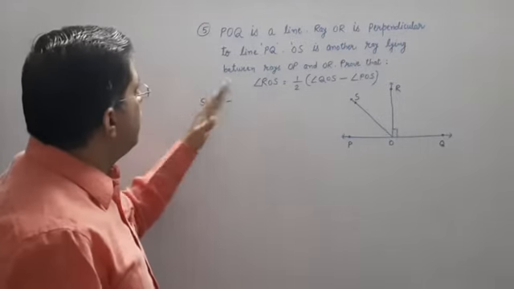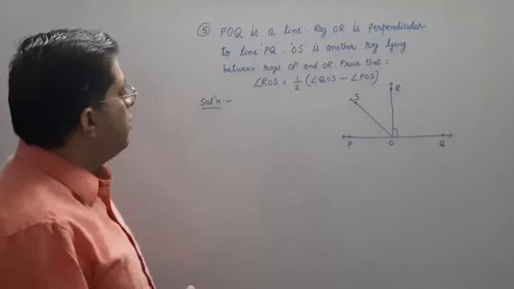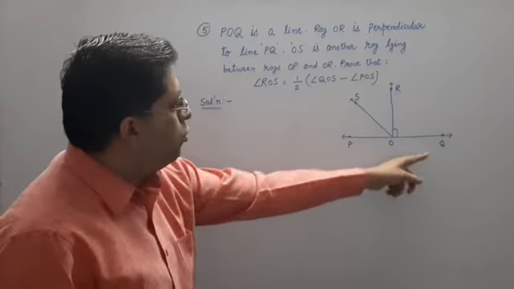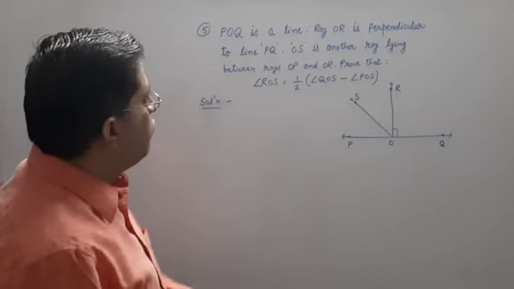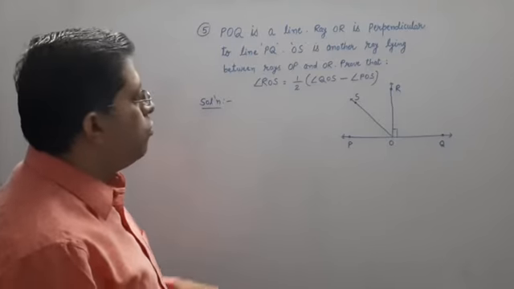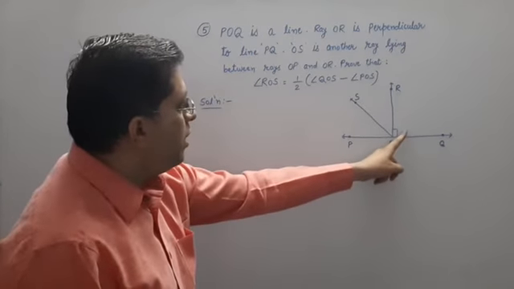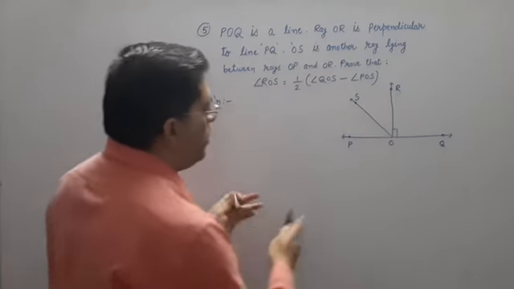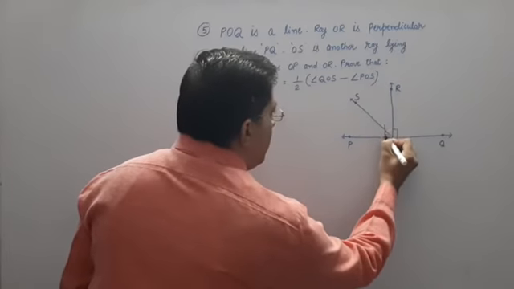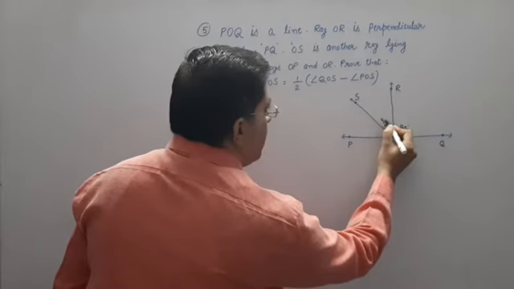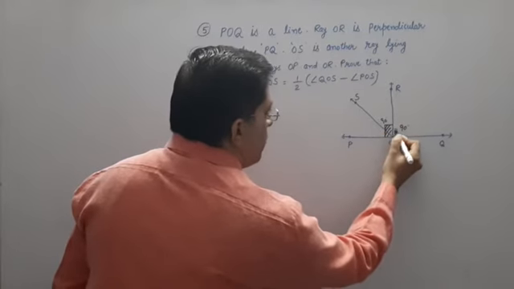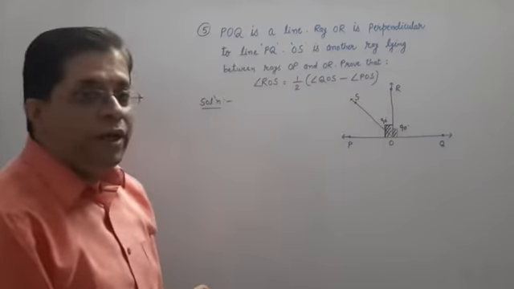Question number 5. POQ is a line. Ray OR is perpendicular to line PQ. This is 90 degrees and this should be 90 degrees here. Definitely, because it is perpendicular. This is 90 and this should be 90. Clear? Two lines we have done.